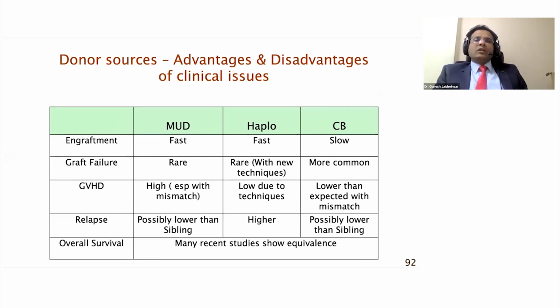With regard to transplant clinical issues, engraftment is reasonably fast in haploidentical stem cell transplant compared to cord blood transplant, and graft failure with newer techniques is becoming less common even in haploidentical transplant. GVHD is also low due to various GVHD prophylaxis platforms. The major obstacle in haploidentical transplant is higher relapse risk.